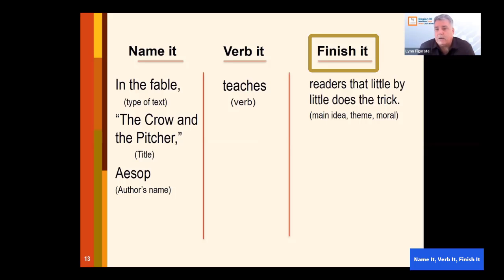If it's RI, if it's an informational passage, it's the main idea. If the reading is narrative, we can do the theme. If it's, in this case, a fable, then you have the moral. So that Finish It piece is really to give, what is this mainly about? So you can see it all here in one sentence in the fable, The Crow and the Pitcher. Aesop teaches readers that little by little does the trick. So we want to have all of those together and teach that strategy.